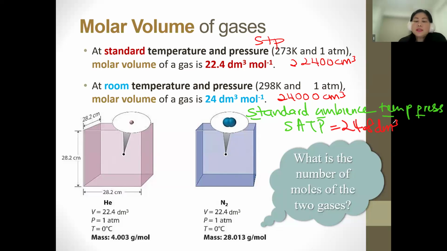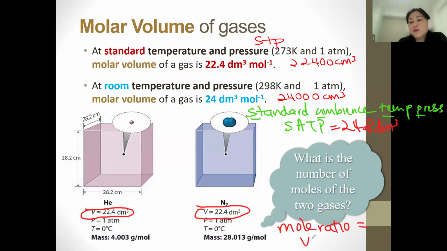Okay, so if we look at these two diagrams, we can see that since the volume is the same, the moles of gas should be 1 mole, right? So molar volume is constant for gases. Therefore, because of Avogadro's law stating that 1 mole of any gas under a certain condition should have the same molar volume, mole ratio equals volume ratio for gases.